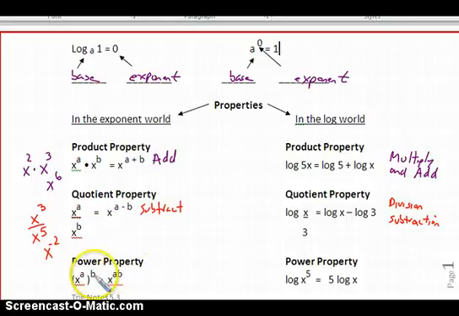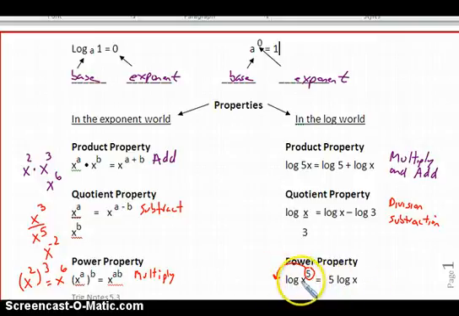And finally, the power property. If you have maybe x squared and you're raising it to a power, the rule here was you multiply the exponents. So this would equal x raised to the sixth power. So multiply when you're going from a power to a power. Well, the power property is a little bit different for logs. If I'm taking the log of something that's being raised to a power, what I can do with that power is write it as multiplication out in the front. So I'm still using multiplication, but I'm using it a little bit differently.